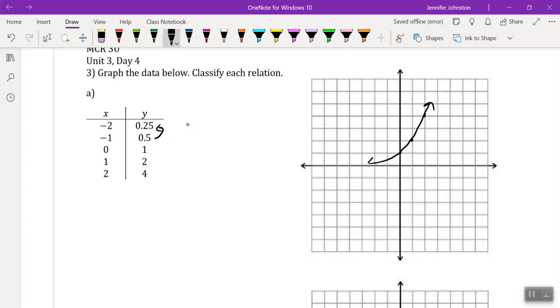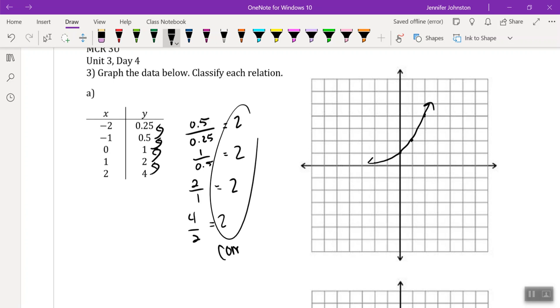And let's check out the first differences here. So you do 0.5 divided by 0.25. Well, here we get 2. What about 1 divided by 0.5? That's also 2. What about 2 divided by 1? That's 2 as well. And what about 4 divided by 2? See, it's the same as the first differences, but instead of subtracting, you're dividing. We get the common ratio. And so we can see here that it is exponential.